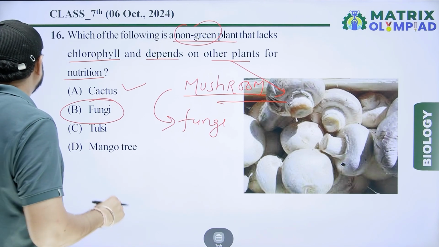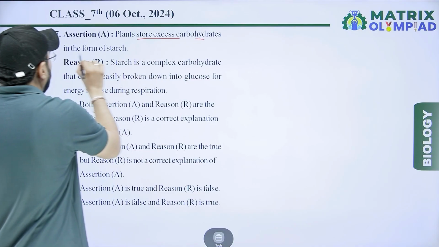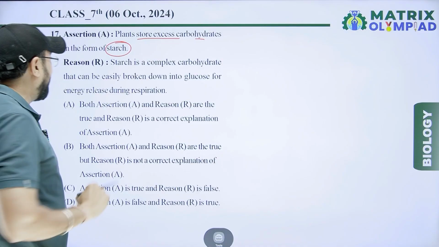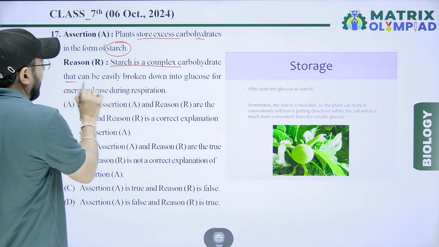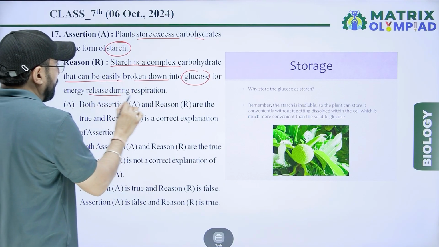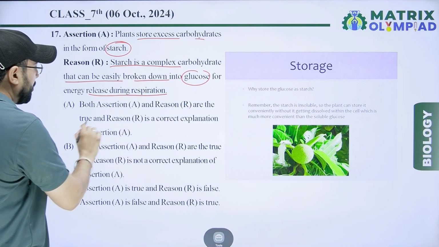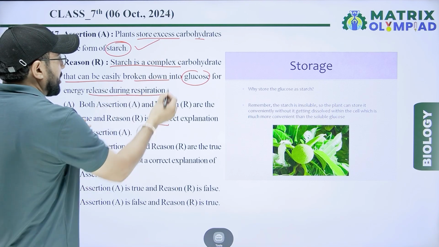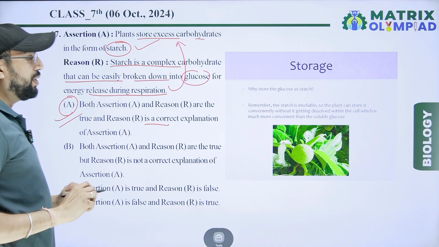Next question is, assertion A: plants store excess carbohydrate in the form of starch. Reason: starch is a complex carbohydrate that can be easily broken down into glucose for energy release during respiration. Option A, both assertion A and reason are true. This A is true and the reason is the correct explanation for this. So option A is the right answer.